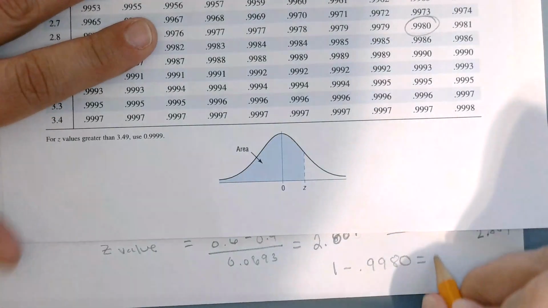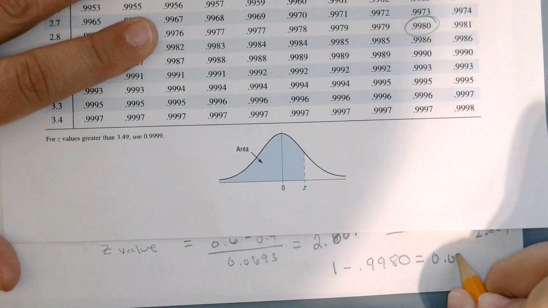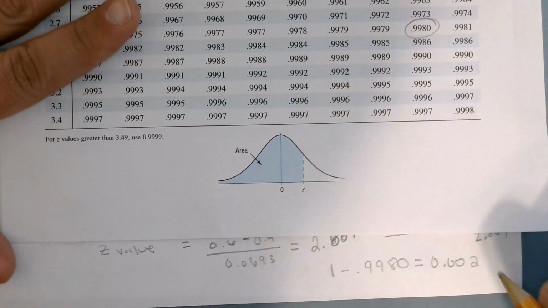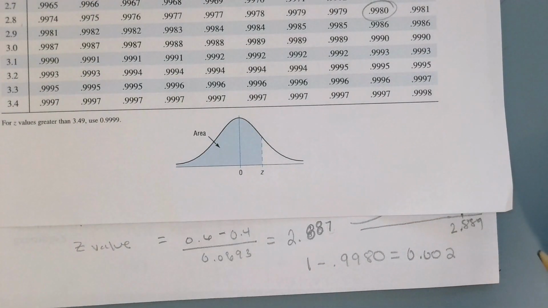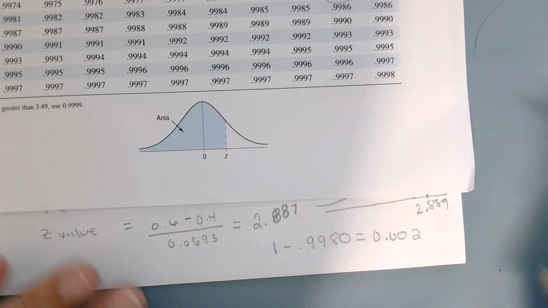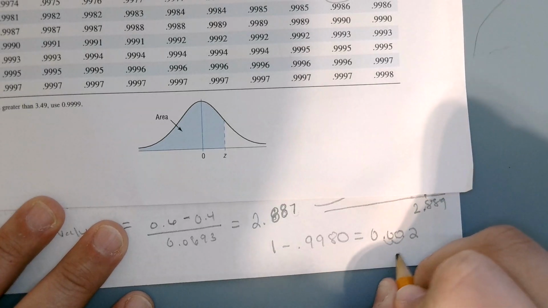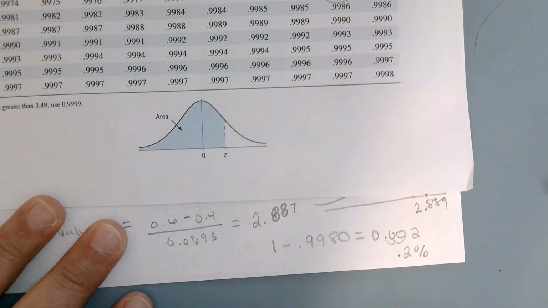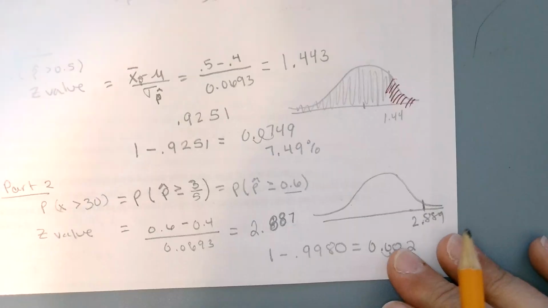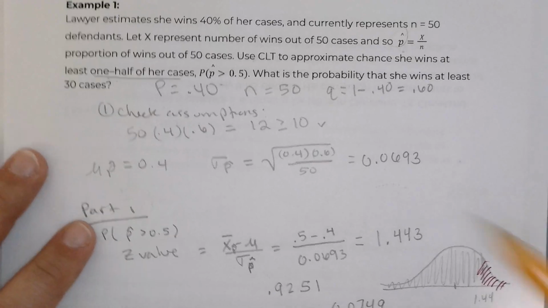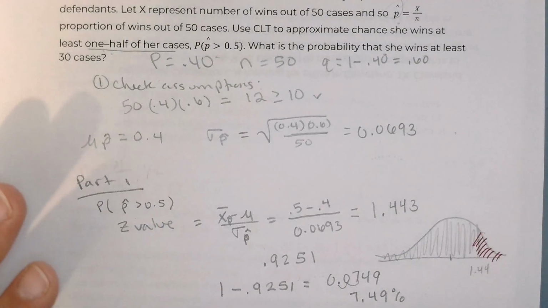and we get 0.002, so a 0.2% chance that she wins at least 30 of her cases.